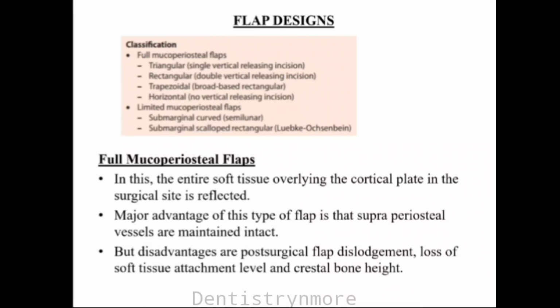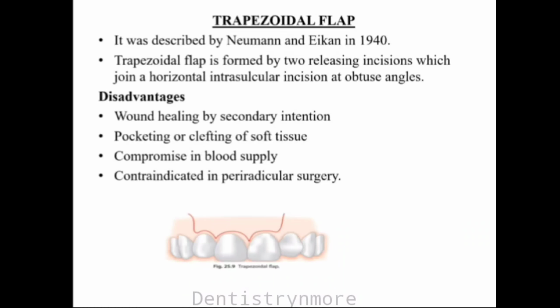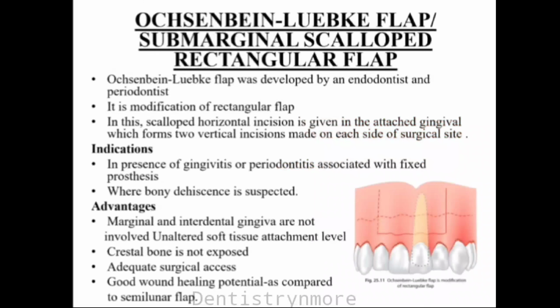Next one is flap design. The classification includes full mucoperiosteal flap and also limited mucoperiosteal flap. In case of full mucoperiosteal flap, it includes triangular, rectangular, trapezoidal and horizontal, and limited, that is subgingival and submarginal curved, submarginal scalloped, rectangular. And these are about the full mucoperiosteal flap: triangular flap, rectangular flap, trapezoidal flap, envelope, semilunar.